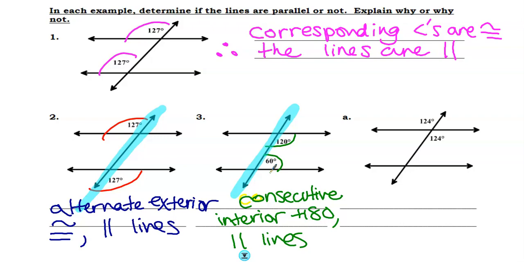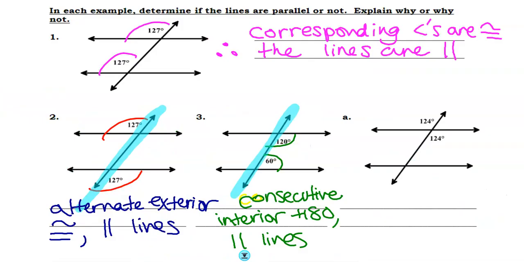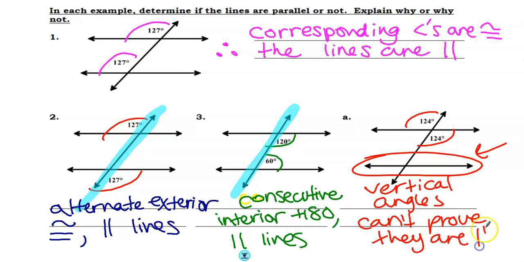All right, the very last one, vertical angles. Let's look at our list. I have corresponding, alternate exterior, consecutive interior, and alternate interior. So A, these are vertical angles. Vertical angles have nothing to do with this parallel line. Okay? So we can't prove that they are parallel because it has nothing to do with the second line.